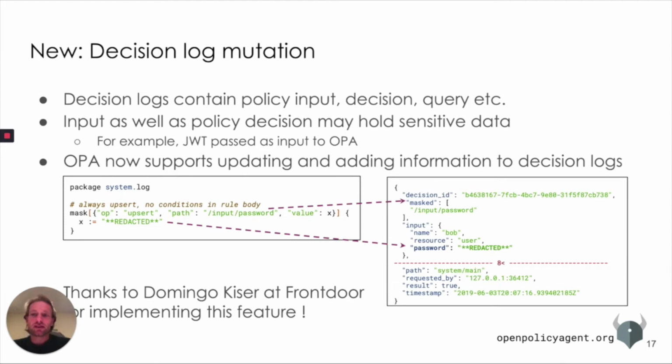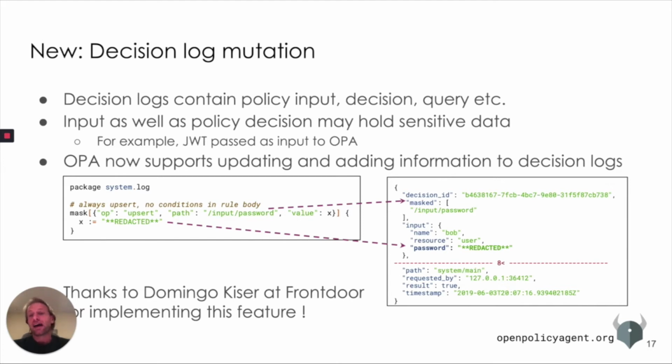The next one on the list is decision log mutation. So this is another new feature. Remember that OPA has the ability to create and record all the decisions that it's making in what I like to call a high fidelity JSON log. So every time OPA makes a decision, it will record the input that it was provided as well as the decision that it made, and then it can send these in batches off to some external service.